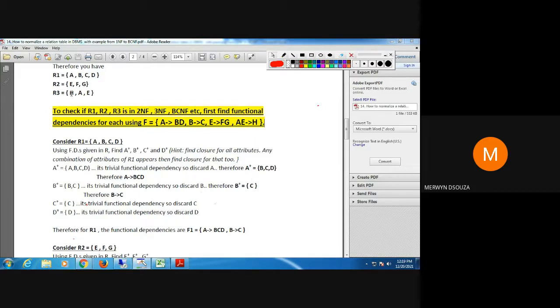First, find out the A closure, the E closure. Also look if there are any combinations of these attributes in these functional dependencies, then you need to find that closure also. When I say combinations, they should be appearing on the left hand side here. The combination should appear on the left hand side.